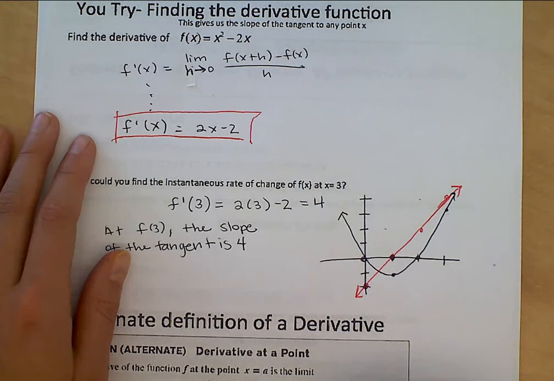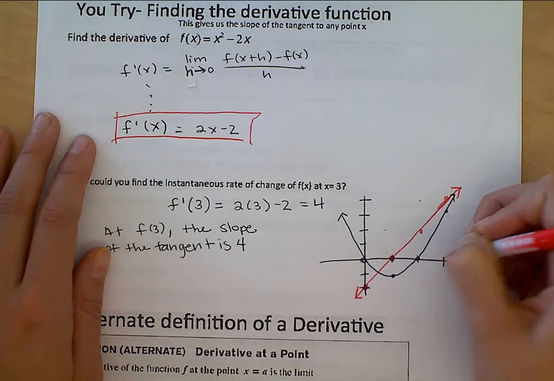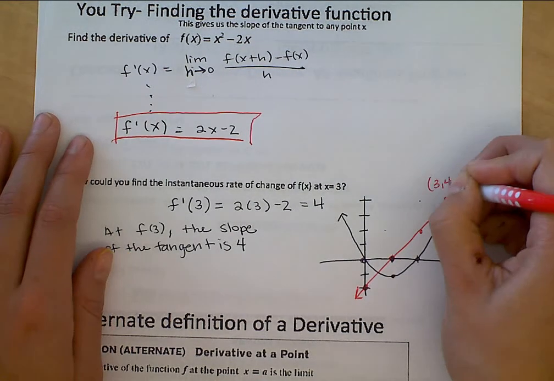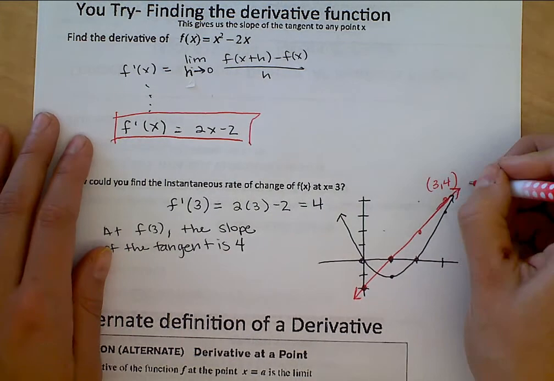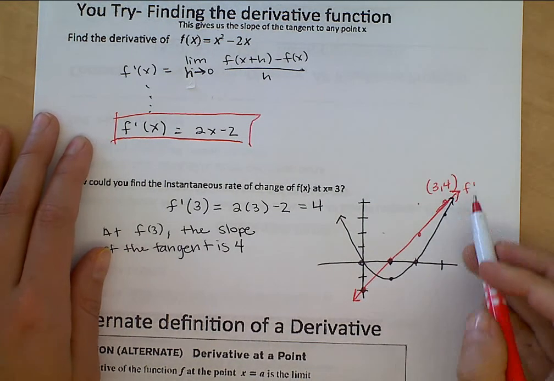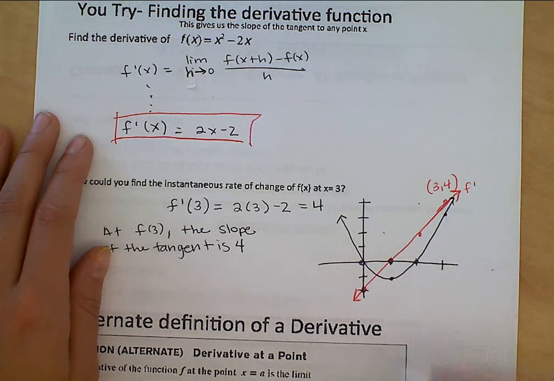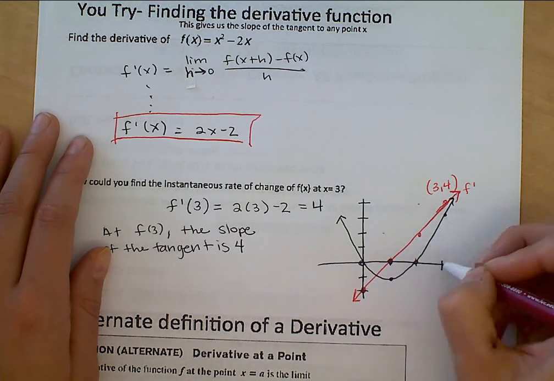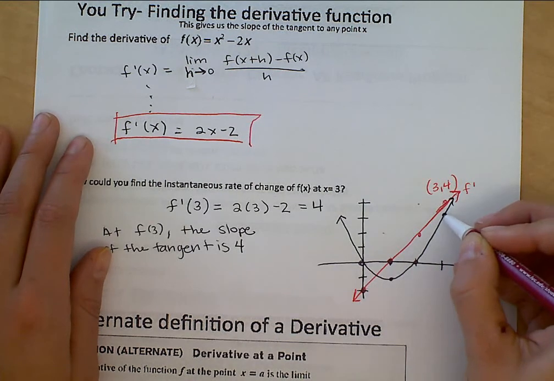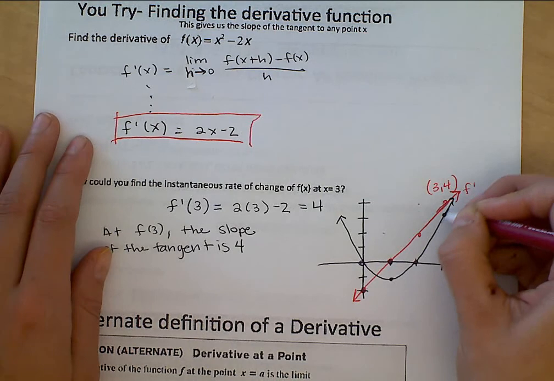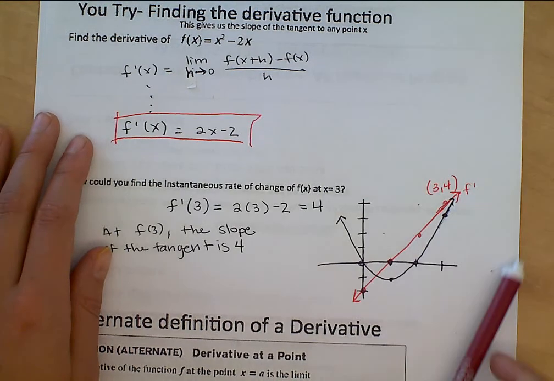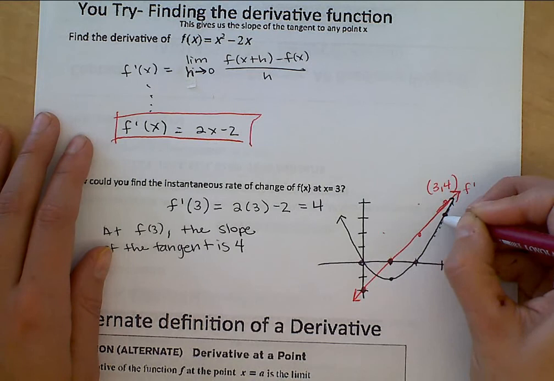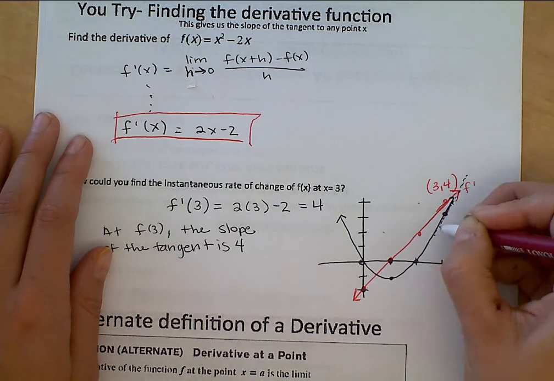And so we see at this point 3, the output of my derivative, my f prime, is equal to 4. What this is representing is that at this value of 3 on my original graph, if I were to draw a tangent line in here, the slope of that tangent line would be 4.